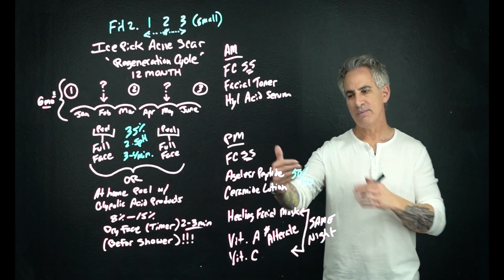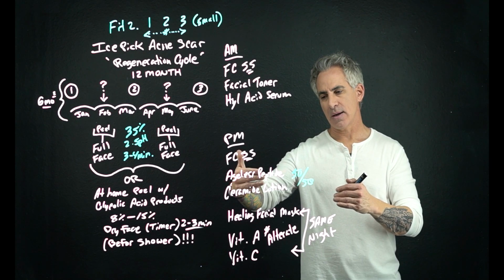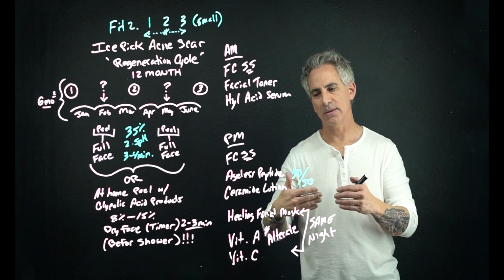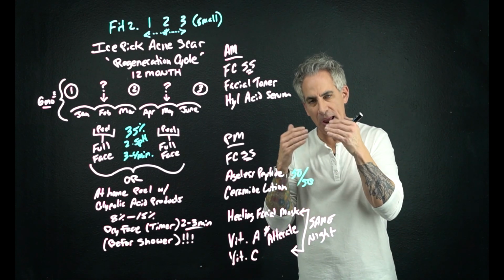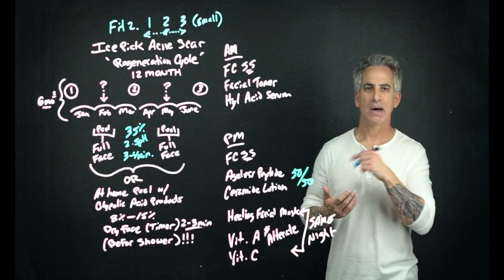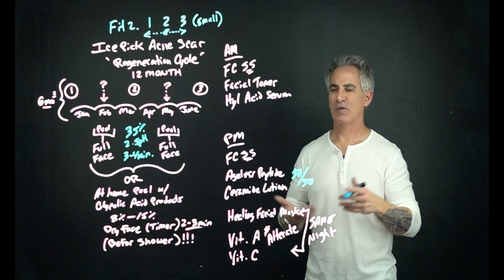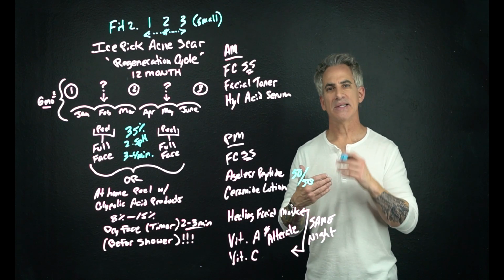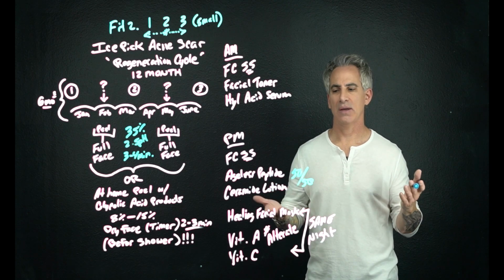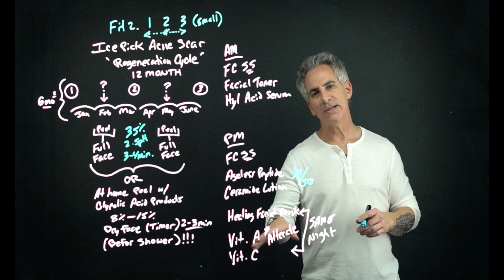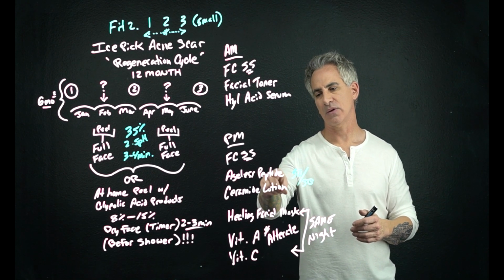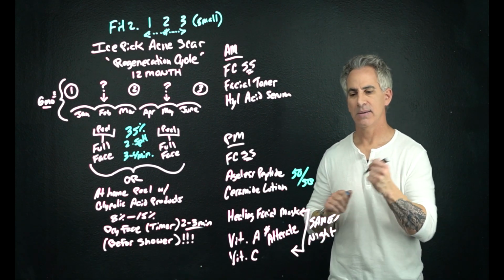Now, for me, I want the ageless peptide cream and the ceramide lotion done. I want that every single night. So the vitamin A alternating, say vitamin A is Monday, Wednesday, and Friday, whatever. Vitamin C is Tuesday, Thursday, and Saturday or Sunday, okay? If you wanted to, you could actually do the vitamin A, the ceramide lotion, and the peptide in this mix.